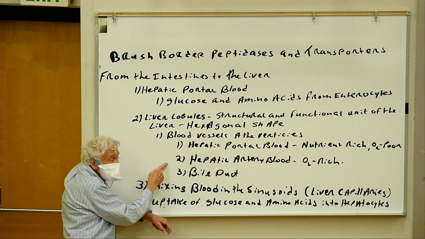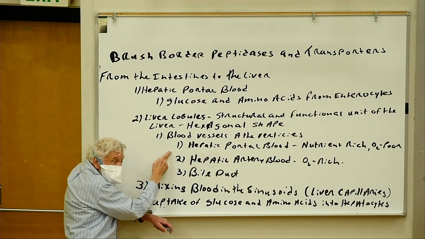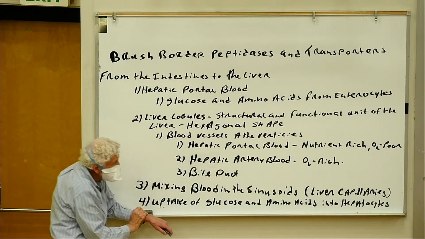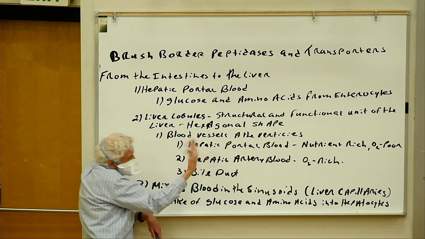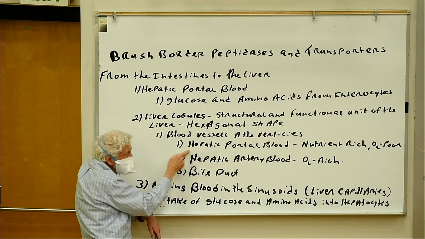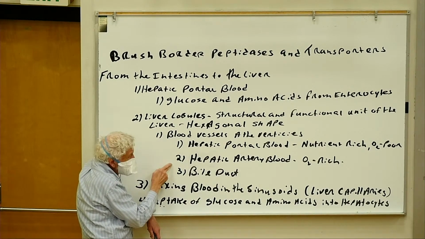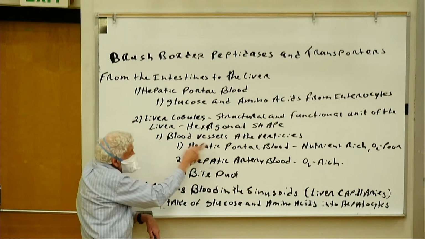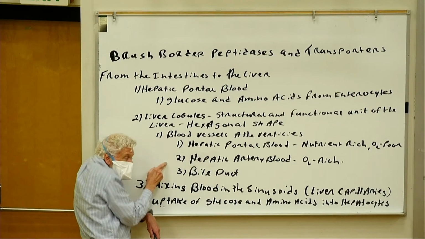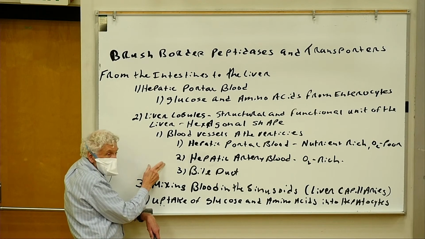And so we need the oxygenated blood to take care of those hepatocytes. But we also need to have hepatic portal blood, which is carrying the nutrients for the liver to do its job. If you look at the numbers here, it's about 70 or 75% of the blood coming to the liver is hepatic portal blood. 25 to 30% is oxygen-rich hepatic artery blood. This blood is now going to mix in a special kind of capillary in the liver called a sinusoid, and we'll talk a little bit about that.